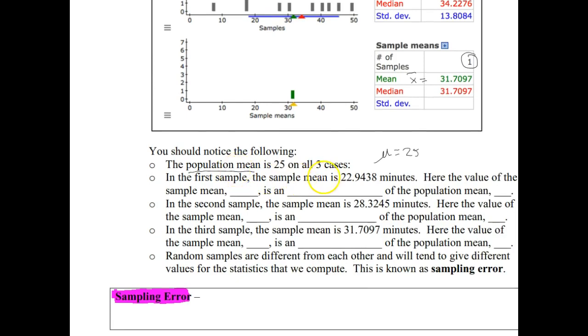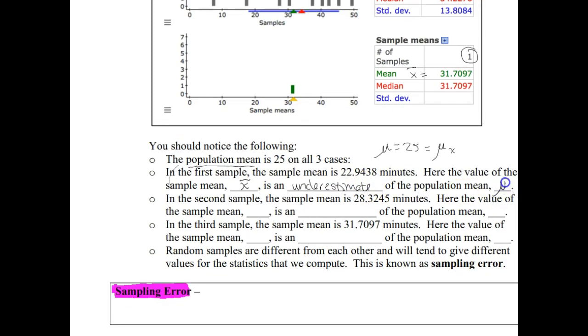All right, so in all three cases, we started with a population where mu was 25. So mu, or again, if we subscript with the random variable notation, mu sub x. In the first sample, the sample mean was 22.9438 minutes. So here the value of the sample mean, and our symbol for that is x bar, is an underestimate for the population mean mu.